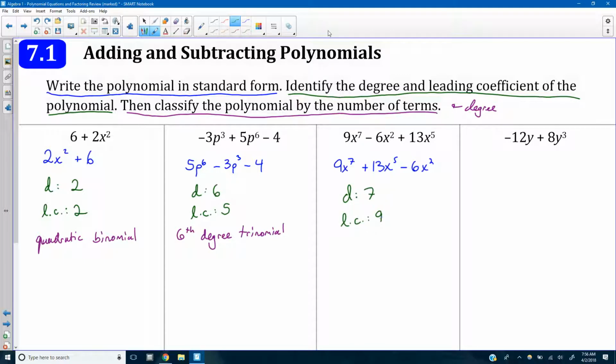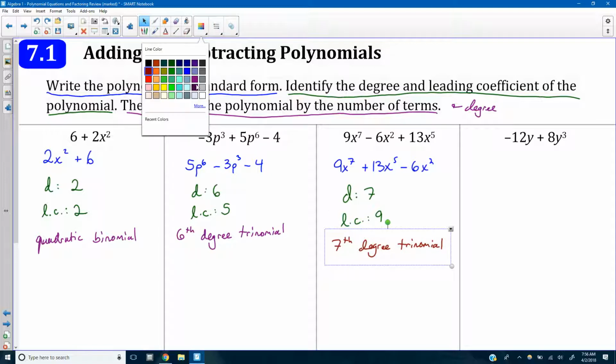And finally, it is a 7th degree polynomial. I actually don't know what that's called in any sort of way. It's a 7th degree, and it's a trinomial because it's 3 terms. Of course, the trinomial is the more important part about this. They asked us to classify by the number of terms, but let's do both the degree and the number of terms. I think that's just as appropriate.